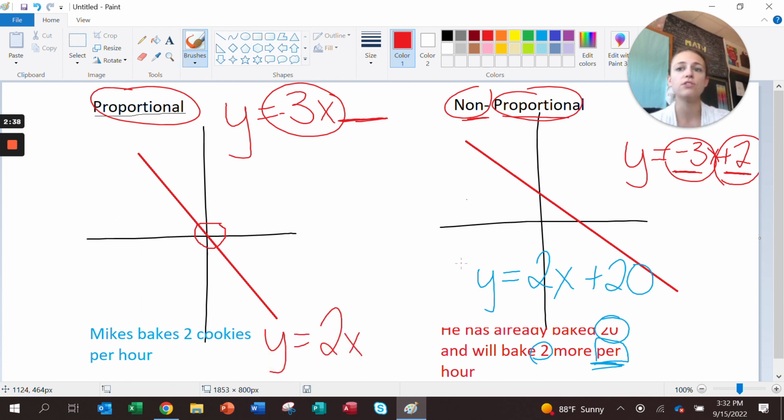Again, notice how there is not a y-intercept. We do not know what he already has or what he starts out with. So that's the difference between proportional and non-proportional.